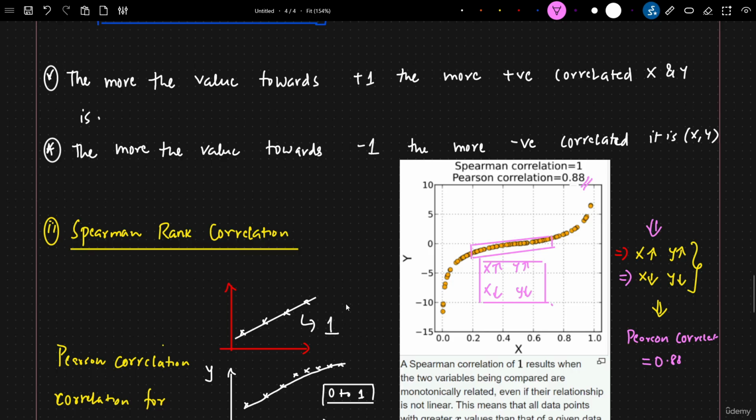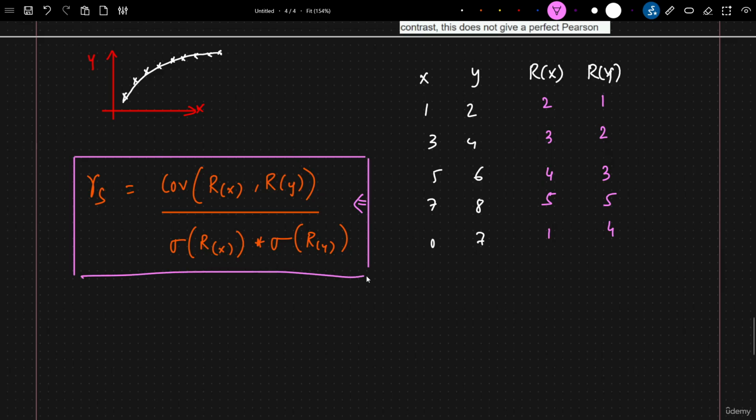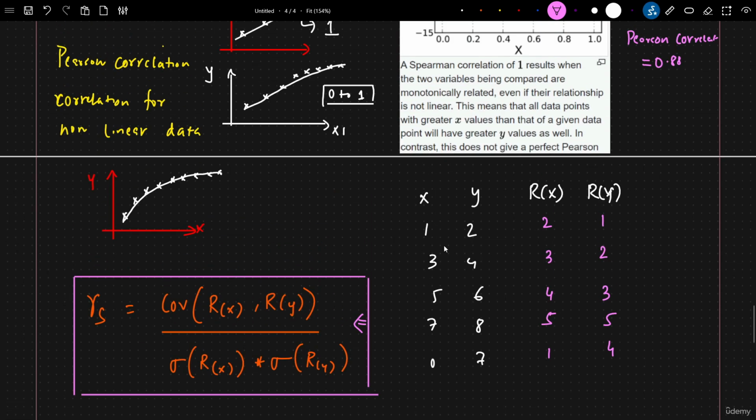Similarly, we use Spearman rank correlation, and this is the specific formula wherein we don't directly calculate the covariance with respect to X and Y. Instead, we focus on rank of X and rank of Y. Rank of X and rank of Y are nothing but numbers, where a specific rank is given based on the number itself.